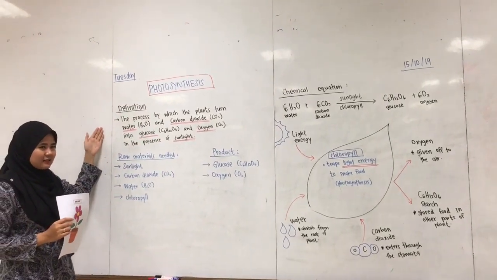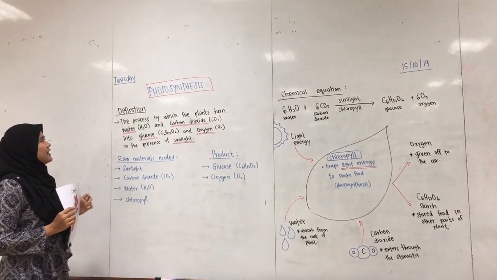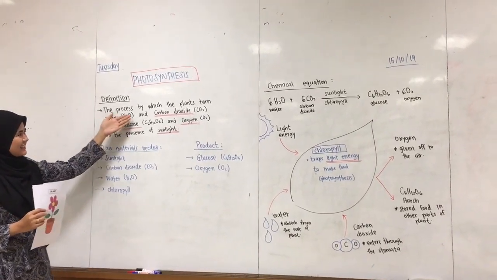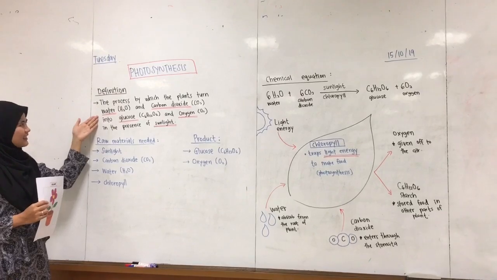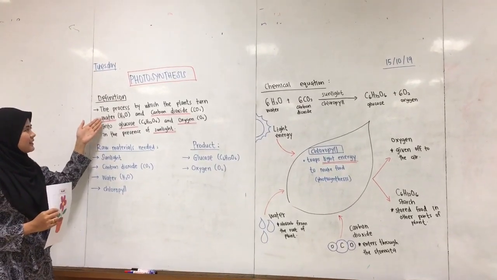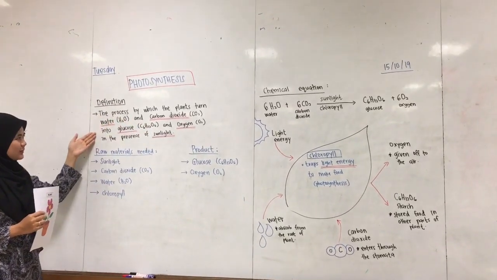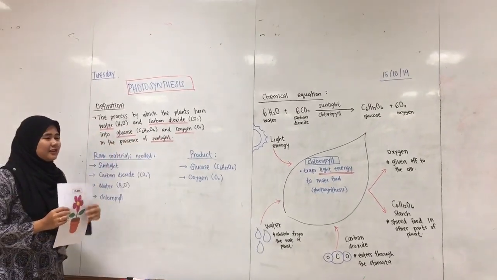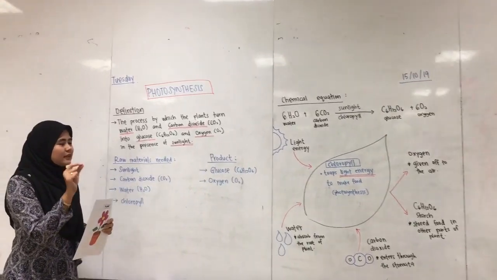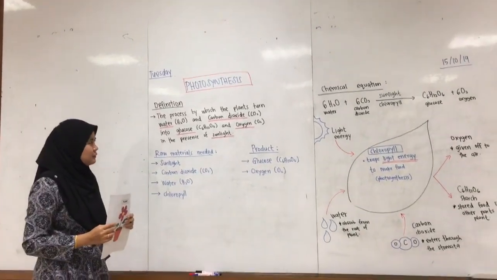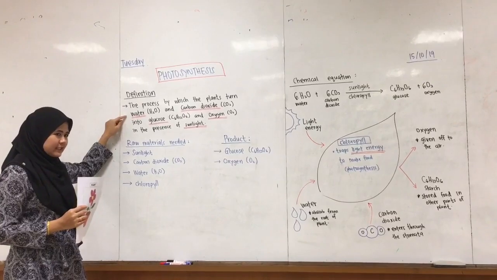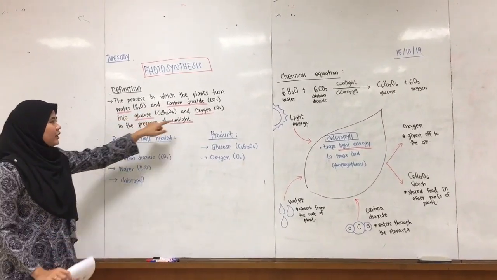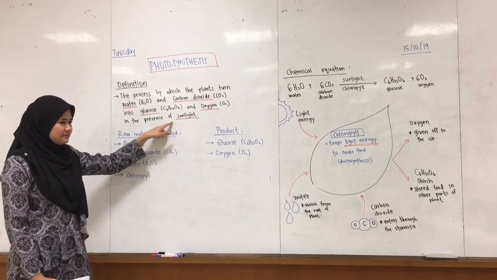Can you see my handwriting? Yes. Okay, Nadia, can you read for me, please? The process by which the plant turns water and carbon dioxide into glucose and oxygen in the presence of sunlight. Okay, so here I have bolded it with the red marker, which is five things. Water, carbon dioxide, glucose, oxygen, and sunlight.